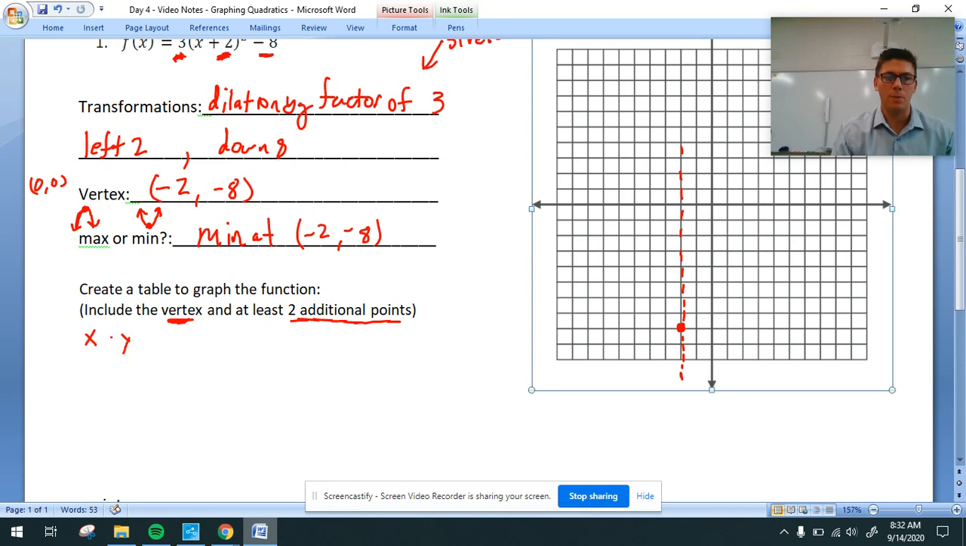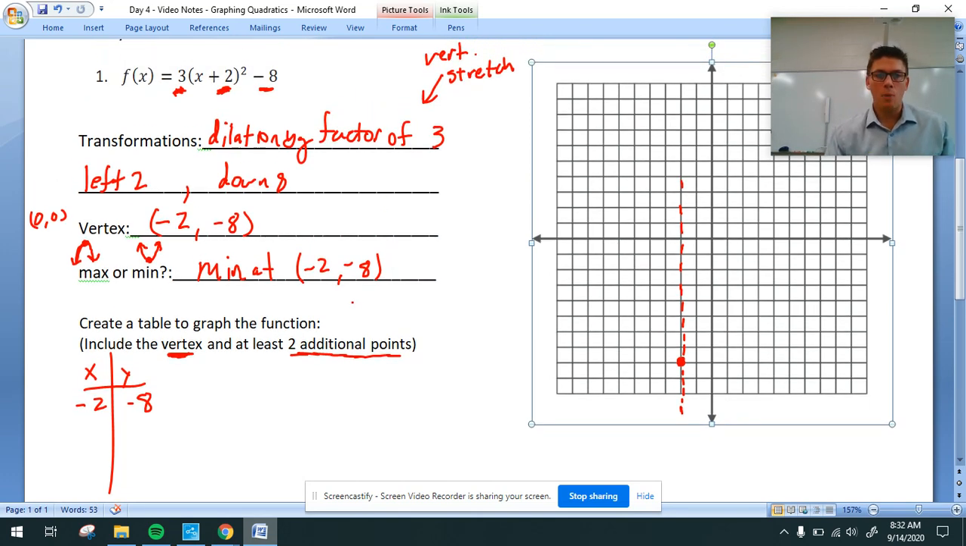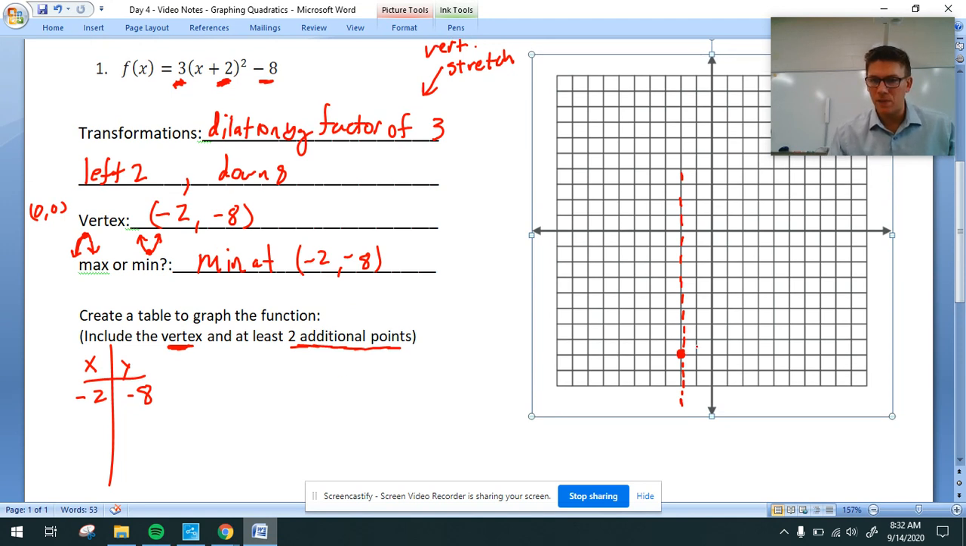But let's create our table. And our vertex is located at -2, -8. So if we want to create some additional points, what we need to do is just choose some x values near it, plug them in, and see what we get back. So let's find out what's happening over here to the right. Let's choose an x value of -1, and then let's also choose an x value of 0. And then we can plot those points and see where it's going.